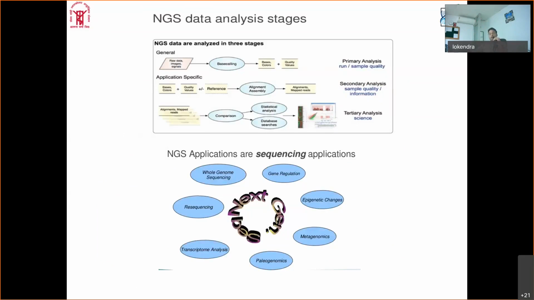Depending on the amount of data, you can determine various aspects, but overall, if we look at the NGS application, it is huge. It can be used for whole genome sequencing. It can be used to identify regulation of various genes for a particular disease. Epigenetic changes, for example DNA methylation and acetylation, can also be identified by these NGS methods. Metagenomics, paleogenomics, transcriptome analysis, resequencing. These are some of the important applications of NGS, which are very useful in terms of understanding the disease perspective.